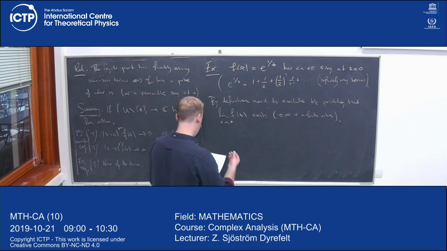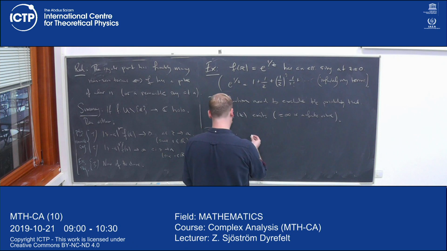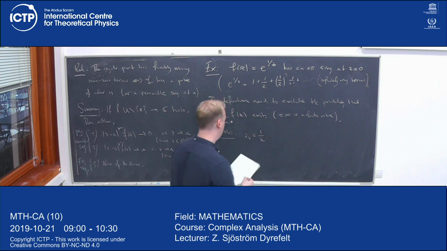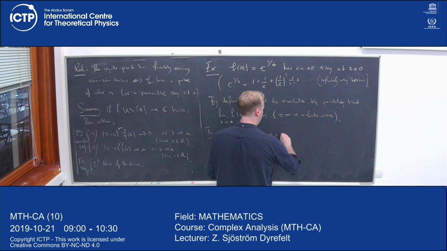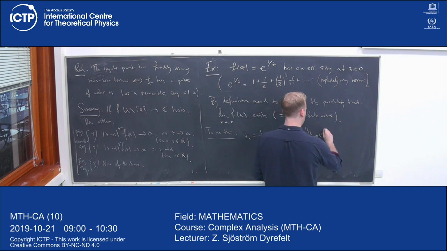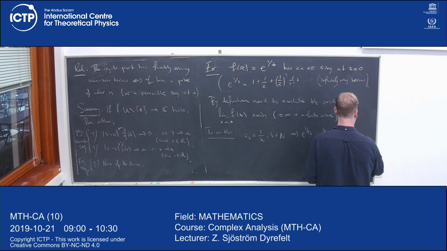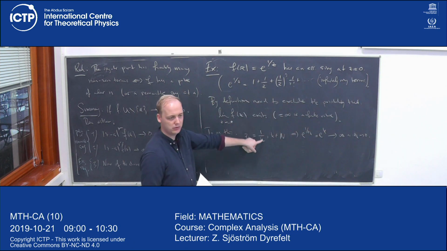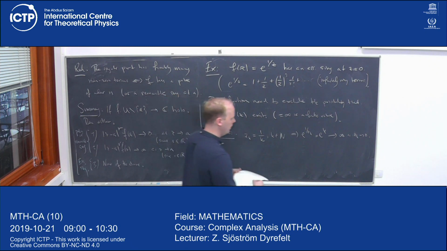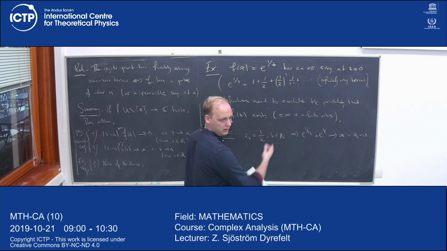So to see this, consider simply z_k equal to 1 over k, where k is in the natural numbers. This implies that e to the 1 over z_k is equal to e to the k, which goes to infinity as z_k goes to 0. So k goes to infinity, z_k goes to 0. If you approach 0 from the positive real axis, the limit is infinity.